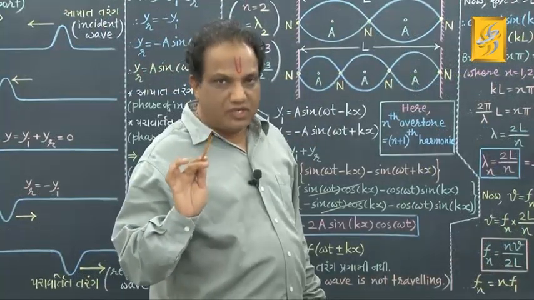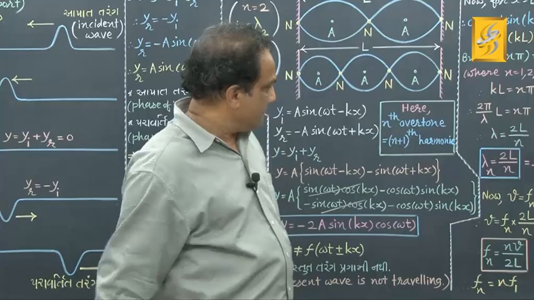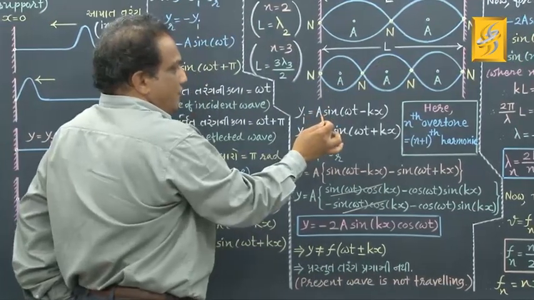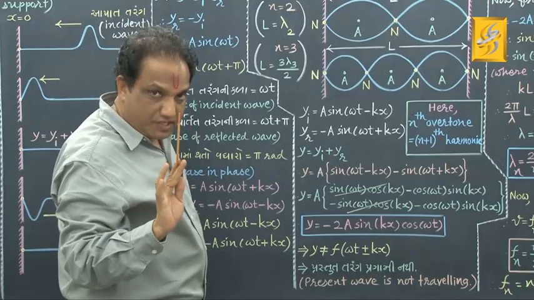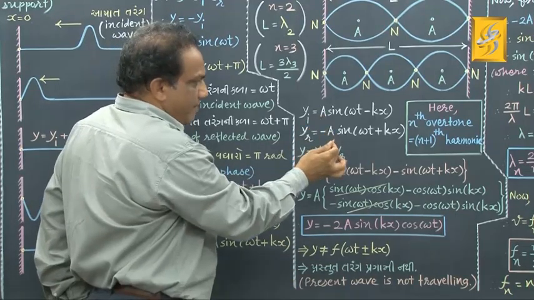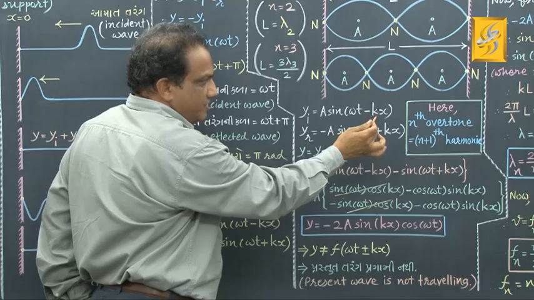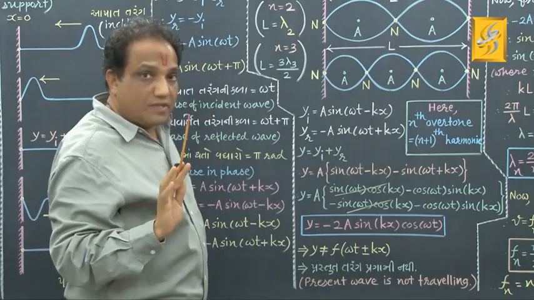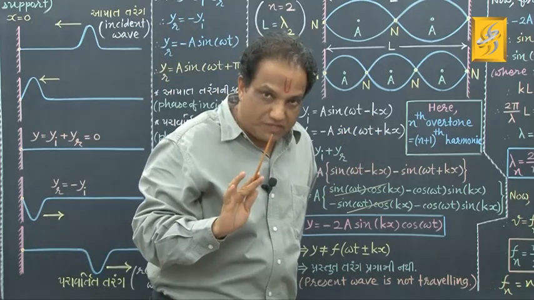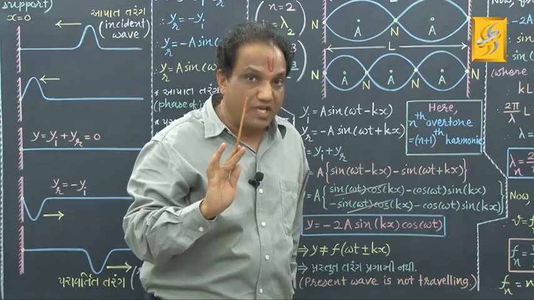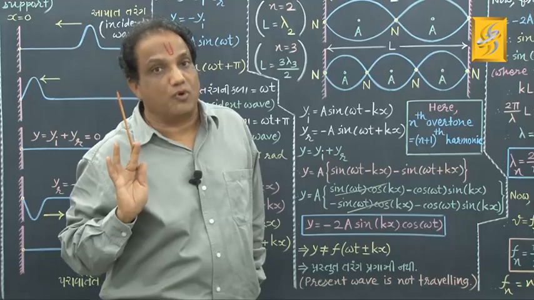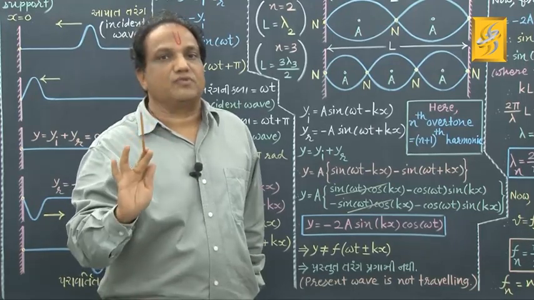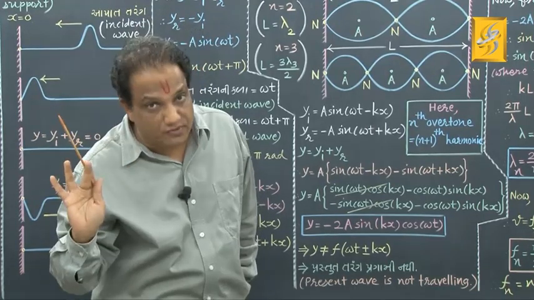Let me repeat the definition of stationary waves. When two waves propagate towards each other, having the same amplitude, same frequency and same wavelength, superpose on each other and produce stationary wave patterns after losing the property of progression. Such waves are called stationary waves.